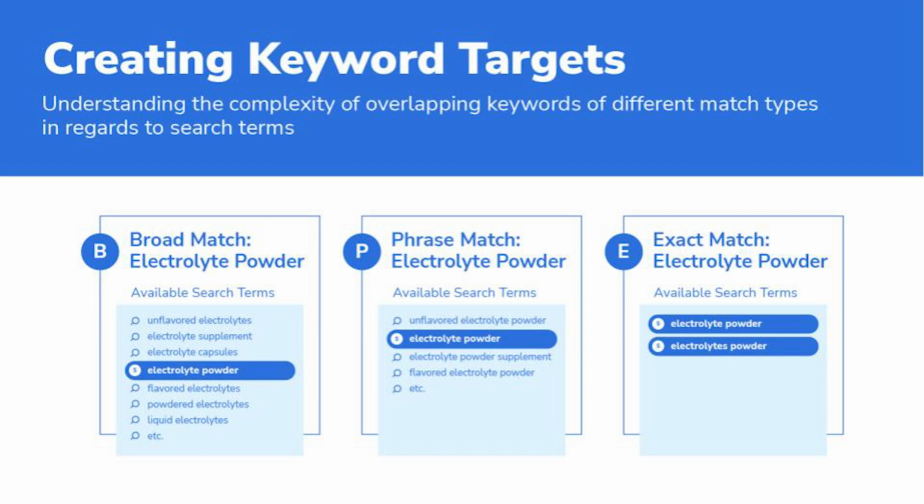Phrase gets a little bit narrower. So it'll have the same keywords, electrolyte powder, except that electrolyte powder keyword has to stay there in that exact same order. You can add keywords at the beginning and at the end, but you cannot change the order. You can't add anything in the middle. And then with exact, you're only targeting that exact keyword. So if it's electrolyte powder exact, you're only targeting electrolyte powder. That's it. It's not going to show up for anything else.